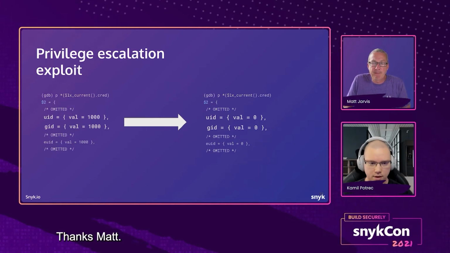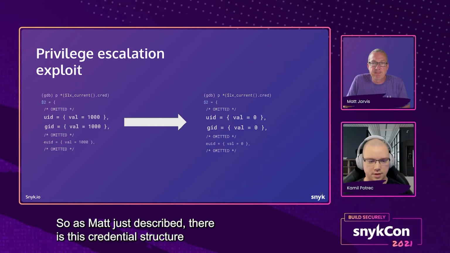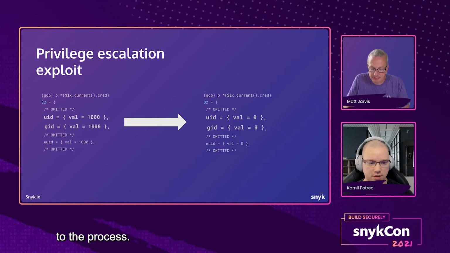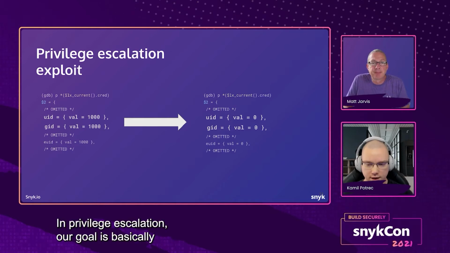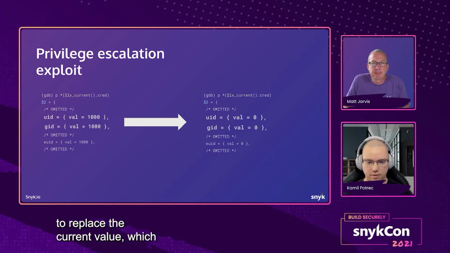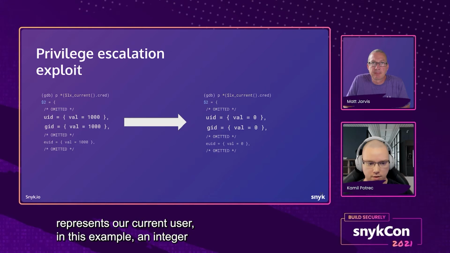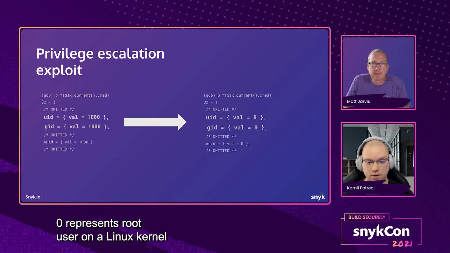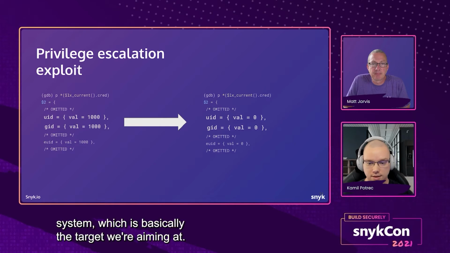Thanks, Matt. So as Matt just described, there is this credential structure in kernel memory that manages what user permissions belong to the process. In privilege escalation, our goal is basically to replace the current value, which represents our current user, in this example an integer value 1000, with a more privileged user. 0 represents the root user on a Linux kernel system, which is basically the target we're aiming at.